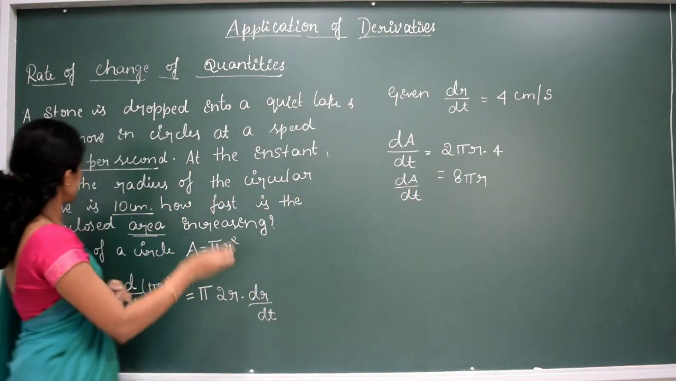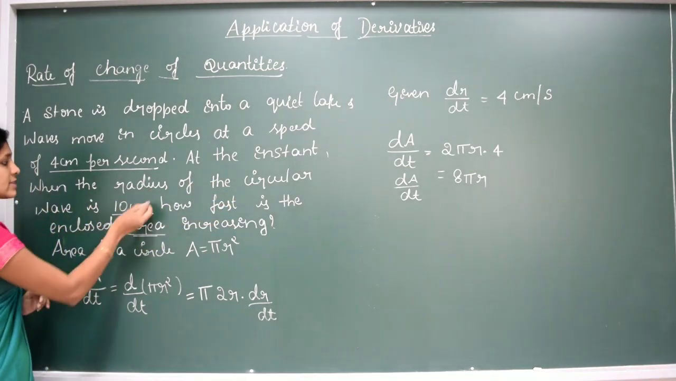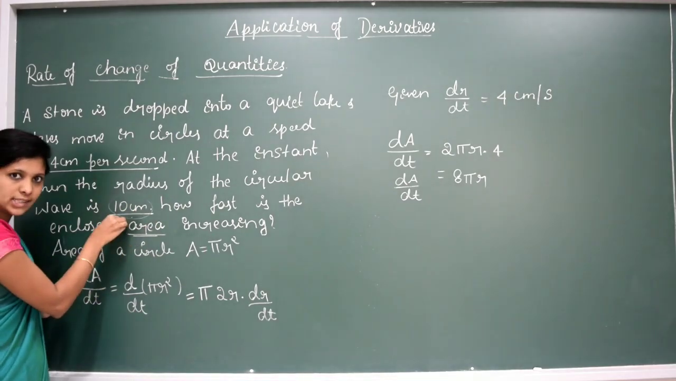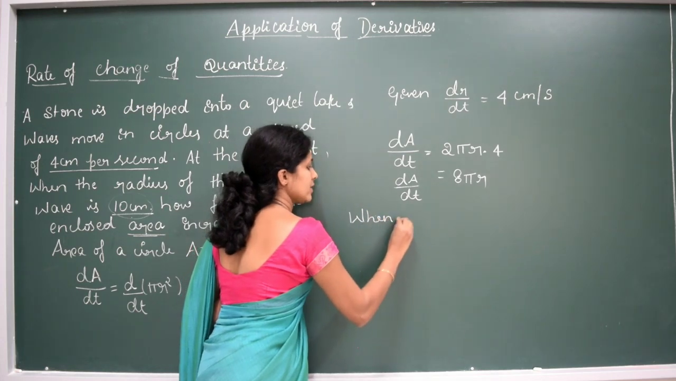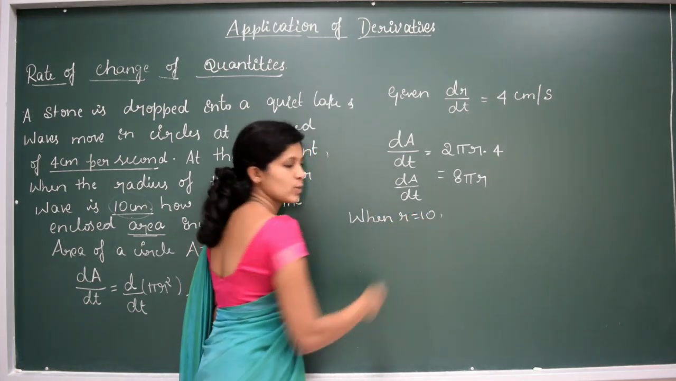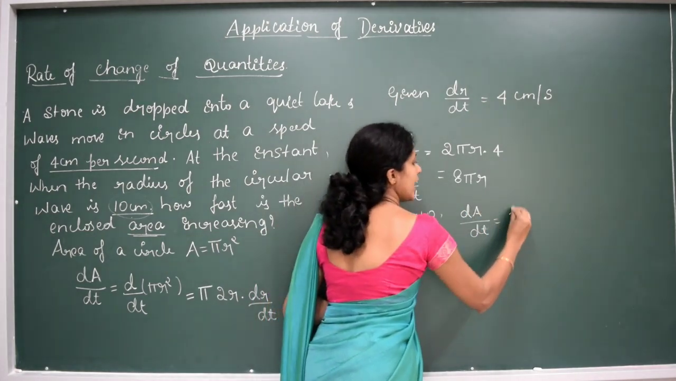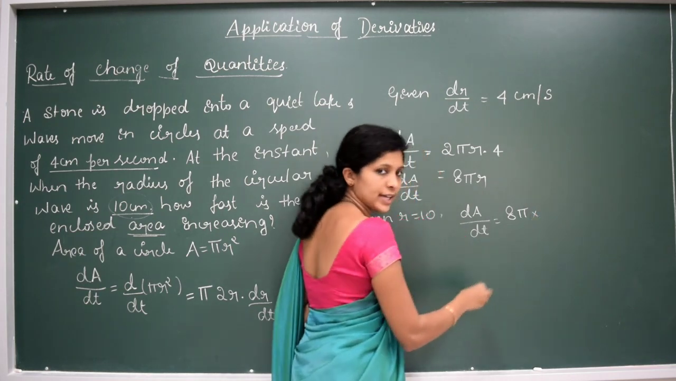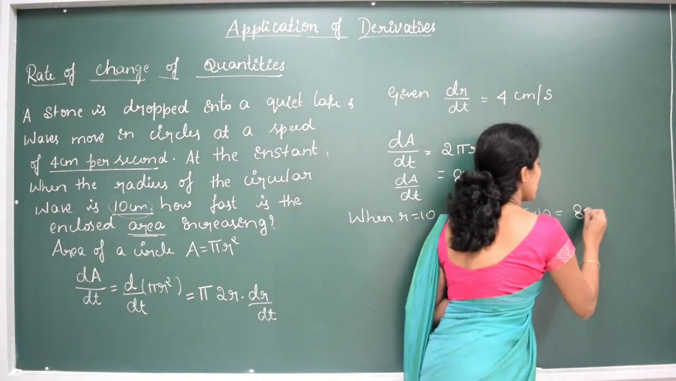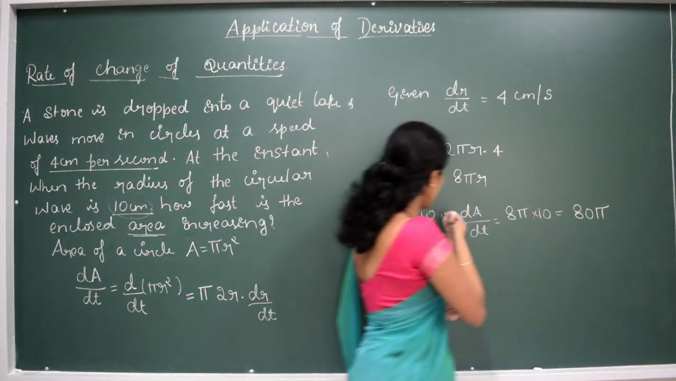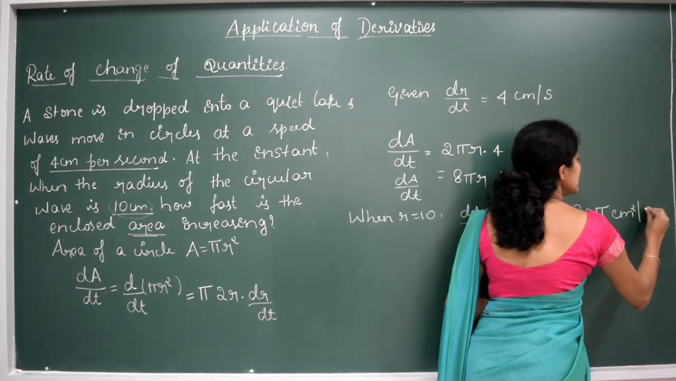One more thing is given, right? We have to find this when the radius of the circular wave is 10 centimeter. I mean the value of r is given, when r is equal to 10. What will be the value? If r is equal to 10, then dA/dt is equal to 8π times 10, which is 80π. Is it clear? So this is area with respect to time, and the unit is centimeter square per second.